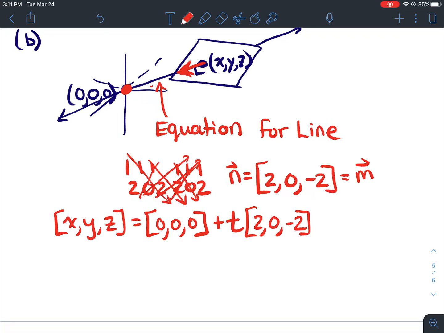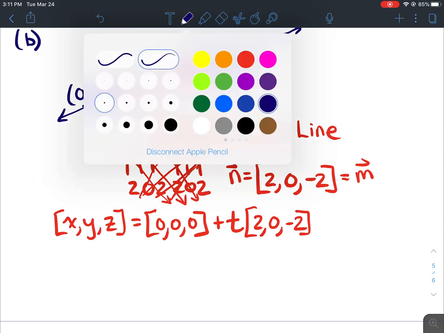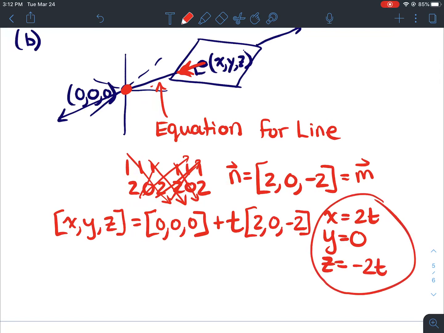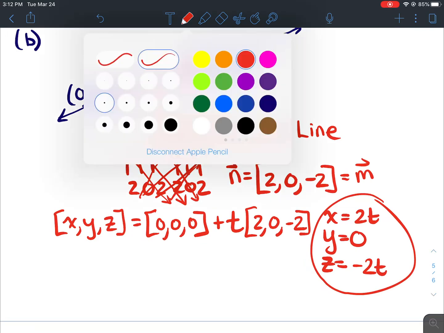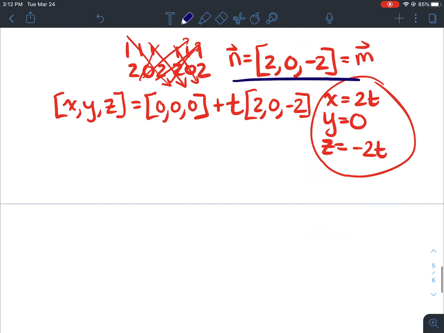Whenever we did intersections of lines and planes, we always took the parametric equations of the line. So let's write those. x equals 2t, y equals 0, and z equals 0 minus 2t. Then we sub them into the scalar equation of the plane. So we need the scalar equation of that plane, which is pretty easy to get because we already have the normal vector.